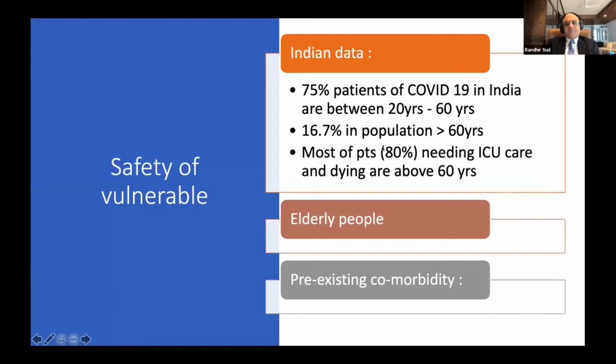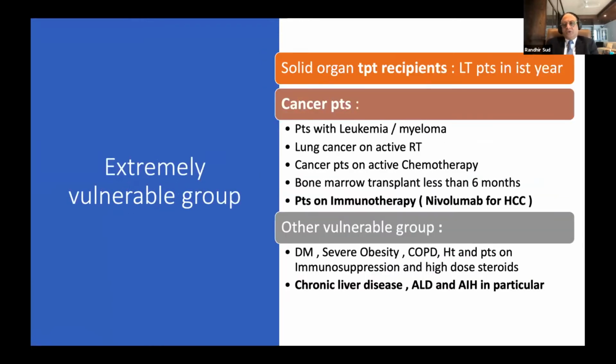We know that from even our own data, most of the ICU admissions and deaths in India happened in patients who are more than 60. So elderly are at a high risk of having serious COVID infection. And of course, patients with pre-existing morbidity tend to have a higher morbidity and mortality due to COVID.